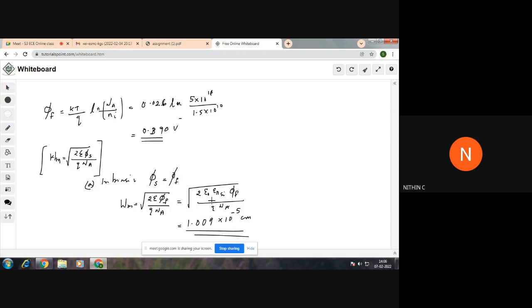Epsilon 0 is 8.85 into 10 raised to minus 14. Epsilon r Si is 11.8. Phi f value is 0.390. Q value you know, 1.6 into 10 raised to minus 19. And NA value is given as 5 into 10 raised to 16. So you will get directly this value.